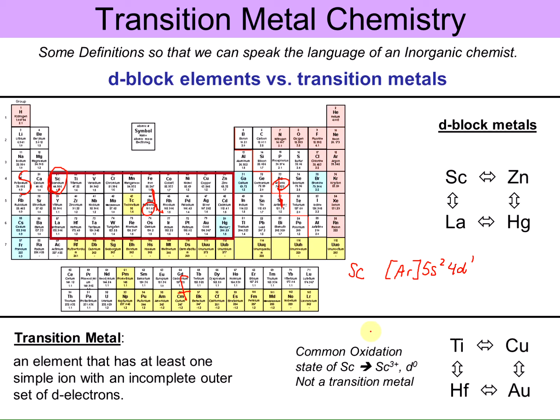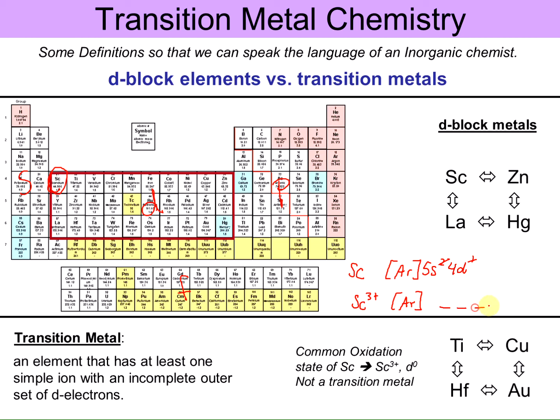But the common oxidation state for scandium is scandium 3+. So scandium 3+ means I have to take away 3 electrons. If you remember your rules from electron configurations, you take away the s first. So I'm going to take away both of the electrons in the s orbital. So I've taken away 2. Now I'm going to take away the 1 in the d. So the only thing left is the argon noble gas configuration.